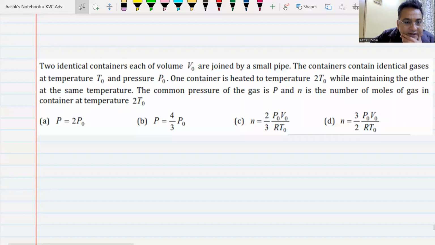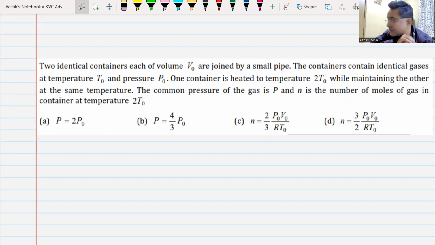This one. Two identical containers, each of volume V naught, are joined by a small pipe. Whenever there is a small pipe, they are going to join them. The containers contain identical gases at temperature T naught, P naught. One container is heated to temperature 2T naught while maintaining the other at the same temperature. The common pressure of the gas is P and n is the number of moles of gas in the container at temperature T naught. What is the relation? It's a question from JEE, I think, and it is more than one option correct.